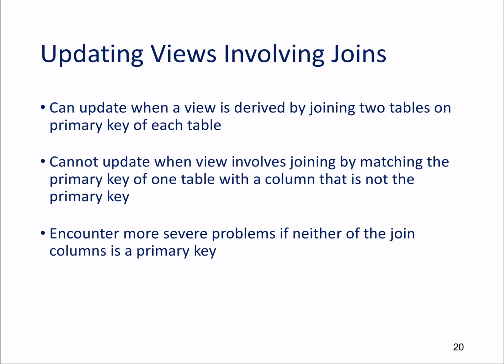If the view involves multiple tables, such as a join of two tables, you can update the view if the join of the two tables is on the primary key of each table, so that both tables' primary keys are included in the view. Then you can update the base tables through the view. However, if one of the tables' primary key is not included, then you cannot update the base table because some of the records might be merged together.